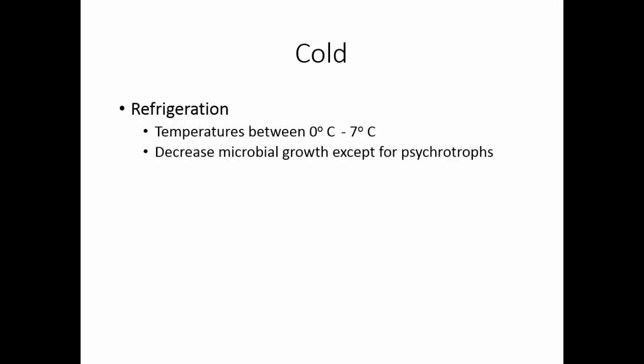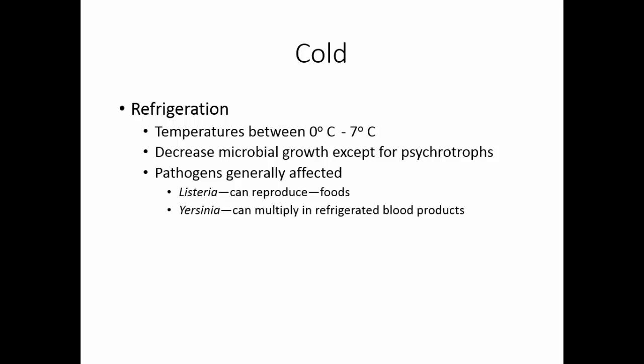The other extreme is cold. Refrigeration is temperatures between 0 degrees centigrade and 7 degrees centigrade. This will decrease microbial growth except for those organisms that are psychrotrophs. Pathogens are generally affected because they're mesophiles. Listeria is one organism that's pathogenic that can reproduce at 4 degrees centigrade. It's found in cheeses, dairy products, and delicatessen meats. Yersinia pestis can multiply in refrigerated blood products. Yersinia pestis is the cause of bubonic plague.